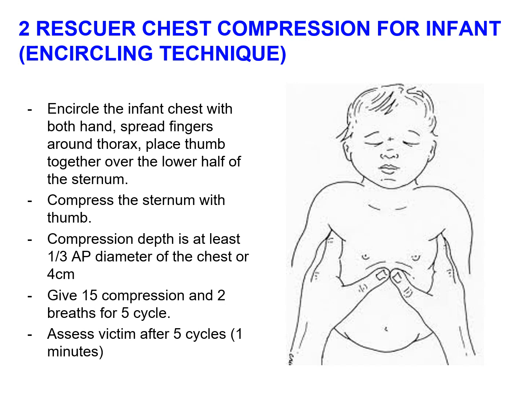Then provide compressions to the sternum with both thumbs. The compression depth ideally should be at least 1/3 of the anterior-posterior diameter of the chest or 4 cm deep. Give 15 compressions followed by 2 rescue breaths for 5 cycles. Assess the victim after 5 cycles or 1 minute.